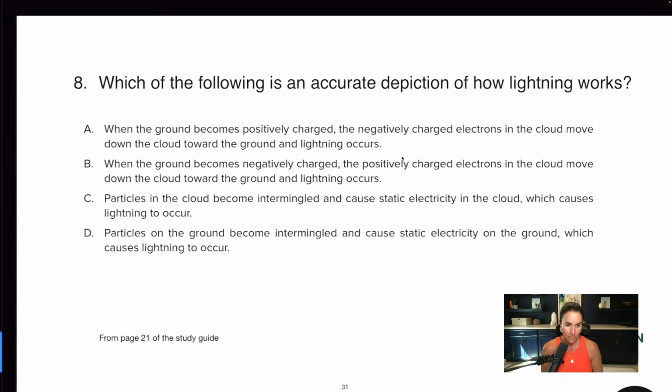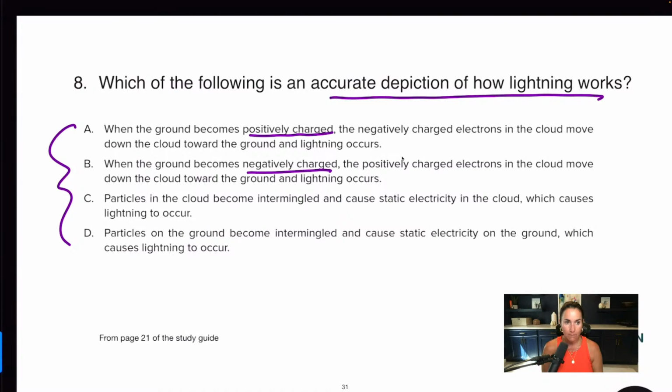This one's about lightning. This is number 8, page 21. Which of the following is an accurate description of how lightning works? You can see they do this a lot on the test. They'll have things listed in different orders. So you can see A, when the ground becomes positively charged, B, when the ground becomes negatively charged. Notice that A and B are the same thing happening. We're just mixing up what's going on here. When the ground becomes positively charged, the negatively charged electrons in the cloud move down the cloud toward the ground and lightning occurs. A is actually correct.